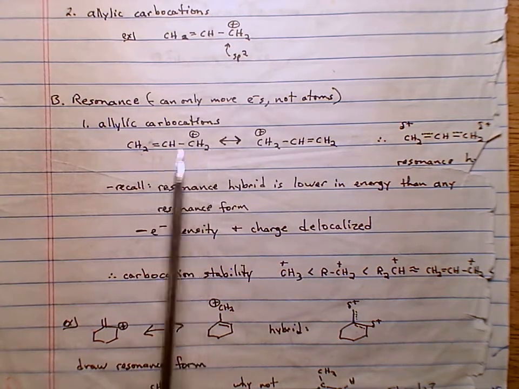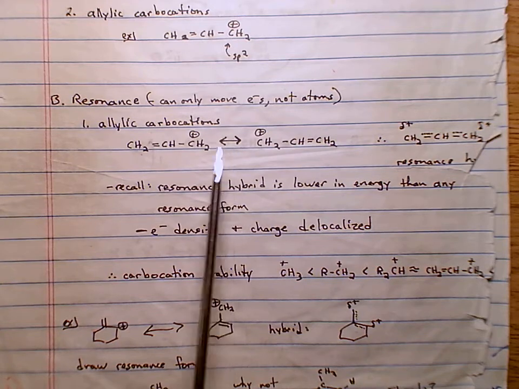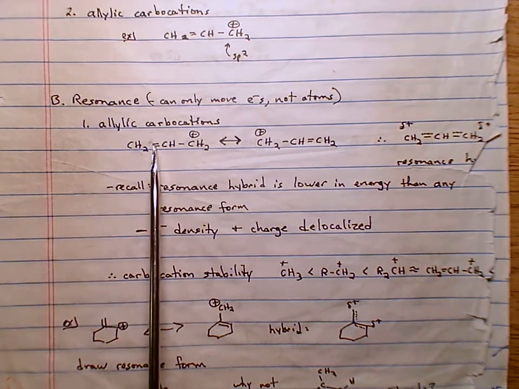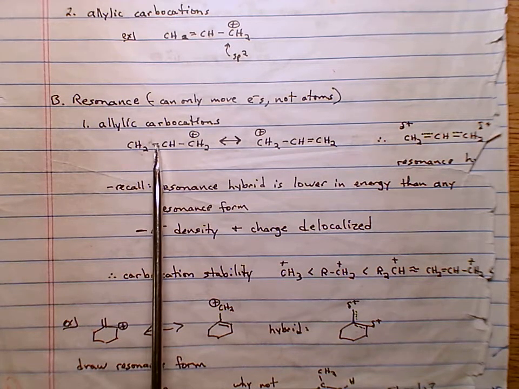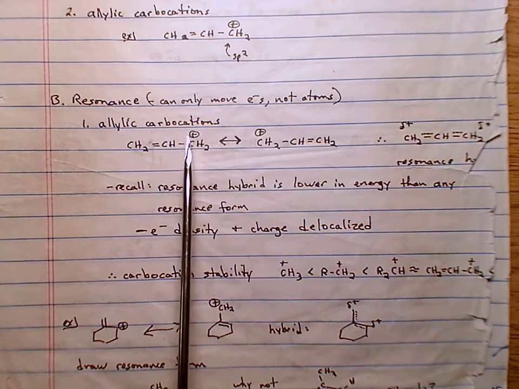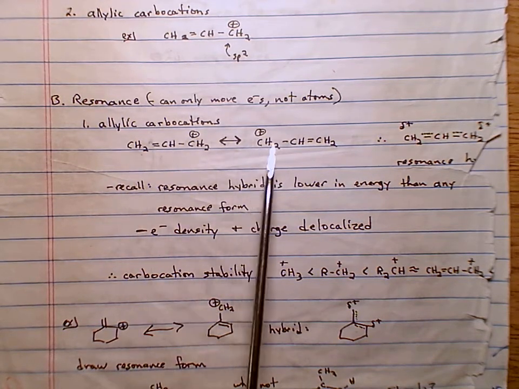We cannot break single bonds, because that would be breaking an atom off. So if we have this, we want to draw a resonance form. Recall the arrow here for resonance. We say, okay, well, what can we move? Well, we can move the pi bonding electrons. Let's move the pi bonding electrons over to here to make a double bond here, and then we find our positive charge on this carbon over here. So we have that, and that's the resonance form.